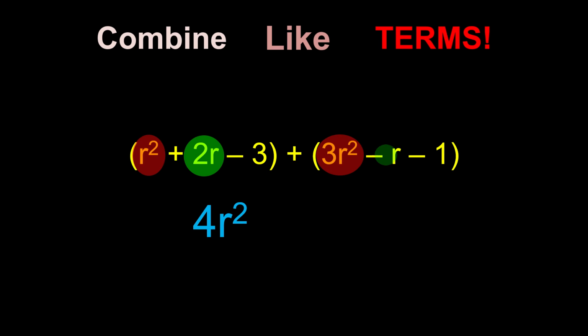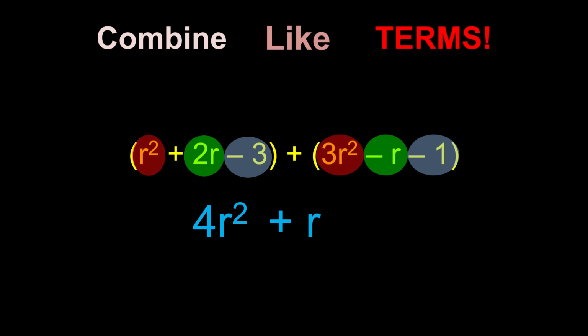Next, we're going to look at the 2r and also that minus r, which is also like a negative 1. So if I think of 2r plus a negative 1, that is going to give me plus 1r, or just plus r. And then lastly, we have negative 3 plus negative 1.